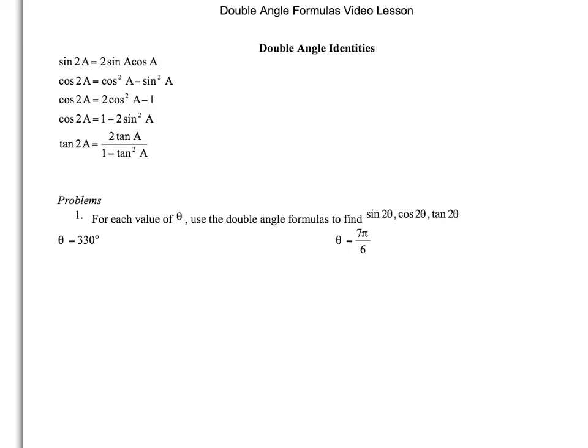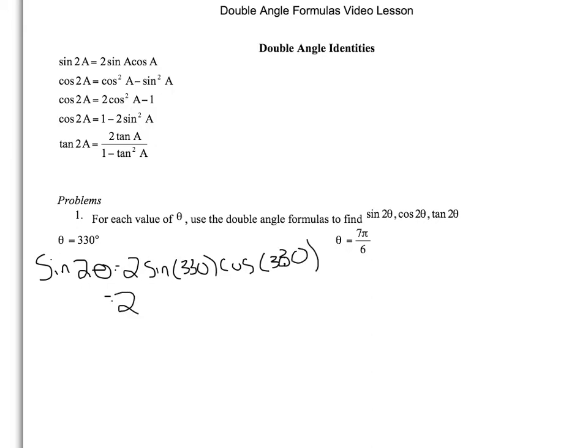So it says, for each value of theta, use your double angle formulas to find sine, cos, and tan 2 theta. So let's look at the 330 degrees. Let's find sine 2 theta. I know the formulas have A's in them, but it's the same as thetas. Anywhere I see an A, I'm going to replace it with 330 degrees. So it's going to be 2 sine 330 cos 330 if I'm doing the sine 2 theta formula.